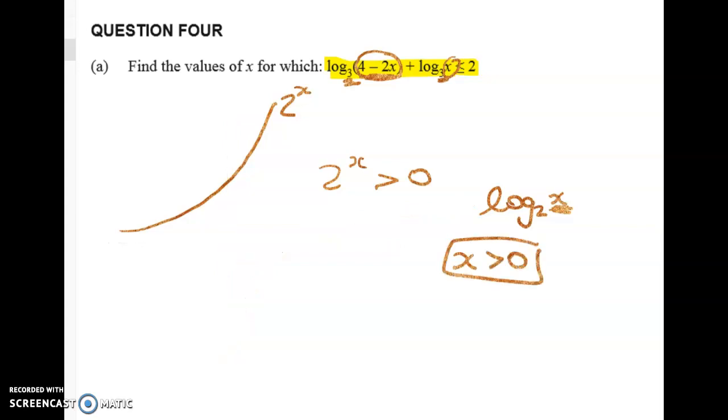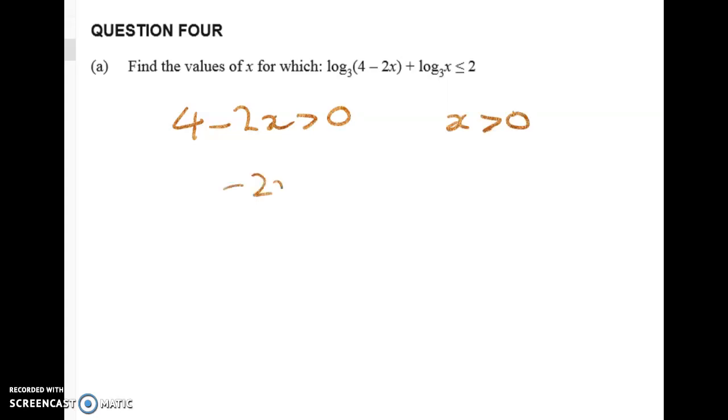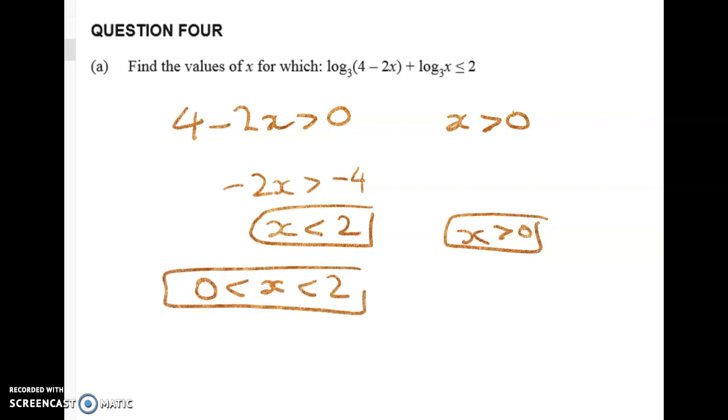So what does that mean for our problem here? Well, we've got two conditions that we're going to impose before we even start to muck around with the log expression. So we must have 4 minus 2x strictly greater than 0 and x strictly greater than 0. So let's clean those up now. We've got negative 2x is greater than negative 4, or x less than 2. Here we've got x greater than 0. So both of these things have to be true. So from the start we can see that x has got to be between 0 and 2.